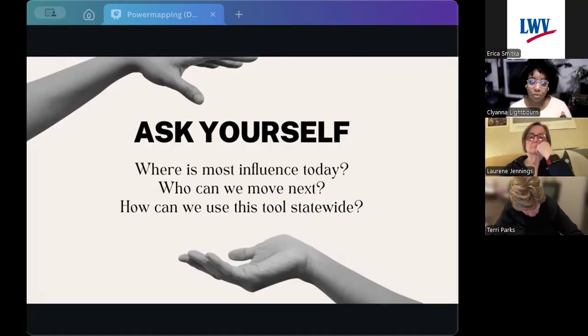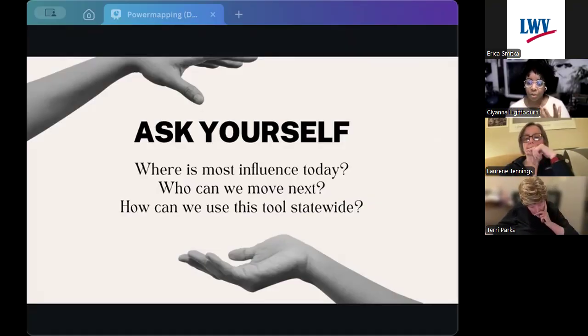And then the next question to ask is, who can you move next? Who might be movable this session or this quarter? And power mapping is a living process. So it changes as people shift areas and as we build new relationships.